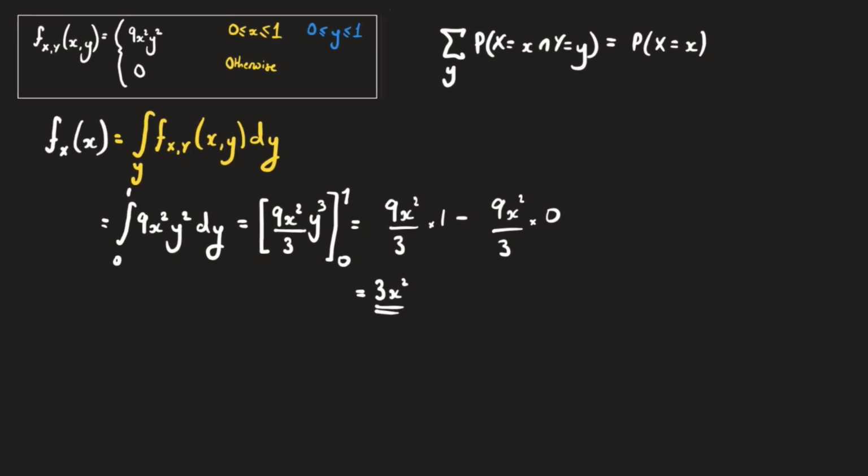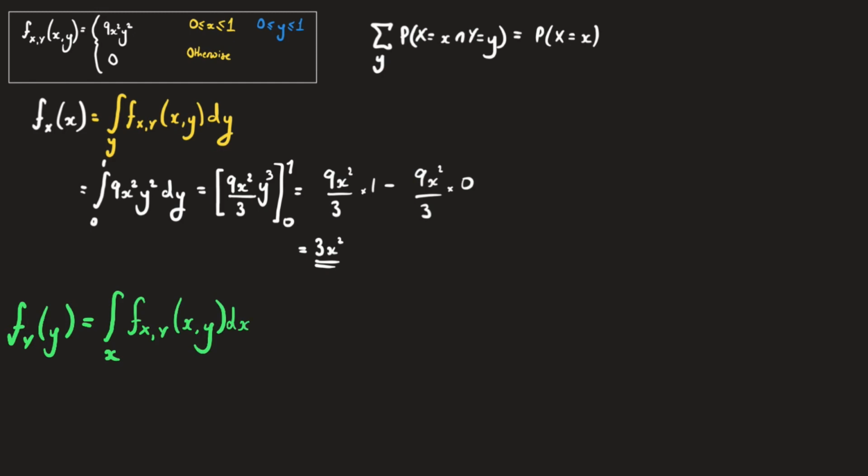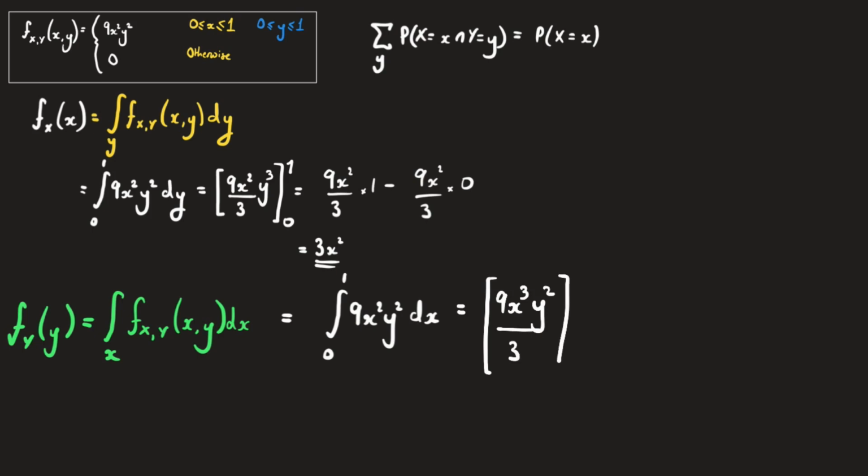Similarly, if we want to find the marginal probability density function of y, we're going to integrate our joint probability density function over the full range of x, which is going to be equal to the integral between x is equal to 0 and x is equal to 1 of 9x squared y squared dx. This is going to be equal to 9x cubed y squared over 3 evaluated between 1 and 0. And if we substitute in those limits, what we get is 3y squared.